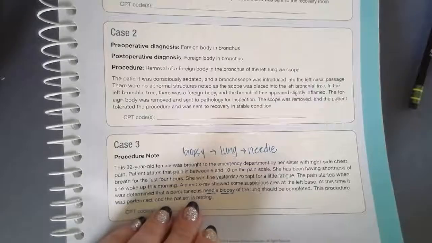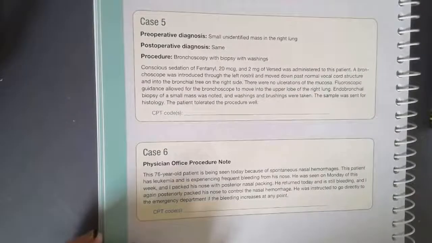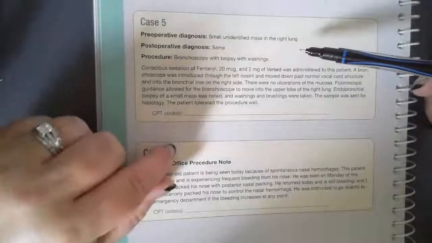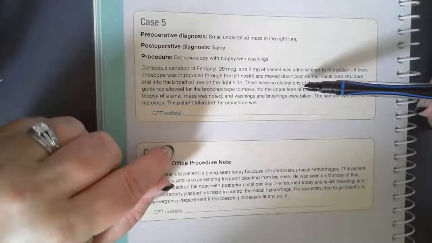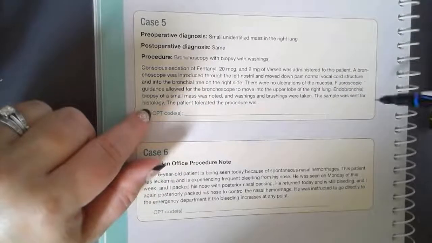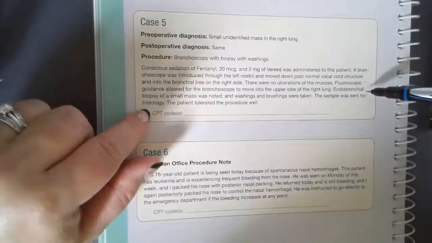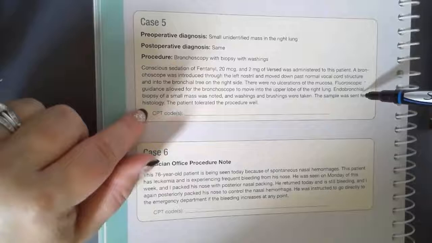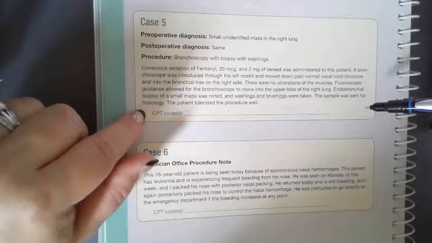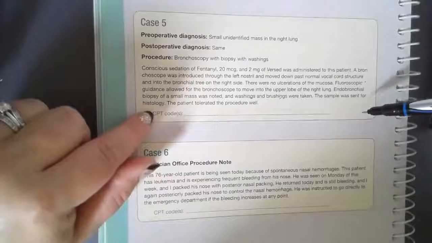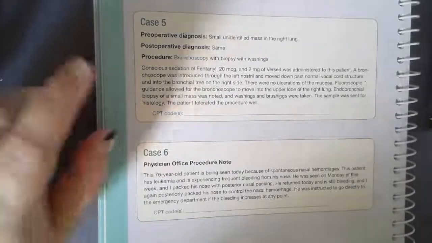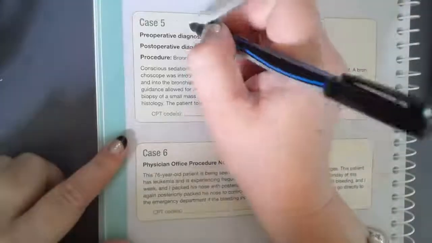Okay, hang on, let me flip the page, I'll be right back. Okay, so for case 5, bronchoscope, endobronchial biopsy of small mass was noted. Washings and brushings were taken. Sample sent to histology.